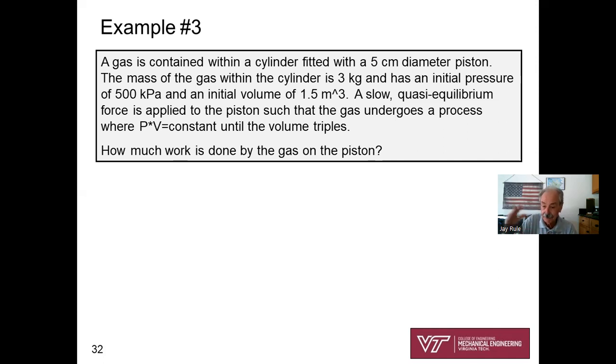quasi-equilibrium force, it's variable, is applied to the piston such that the gas undergoes a process where P times V is constant until the volume triples. The only question is how much work is done by the gas on the piston. That's the only question. How would you approach this problem? Are you seeing how you do this?